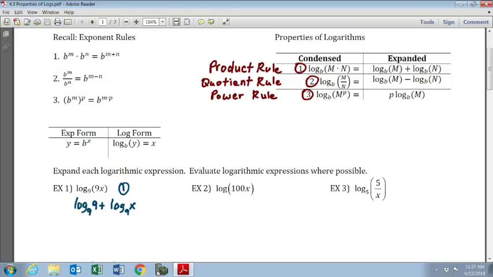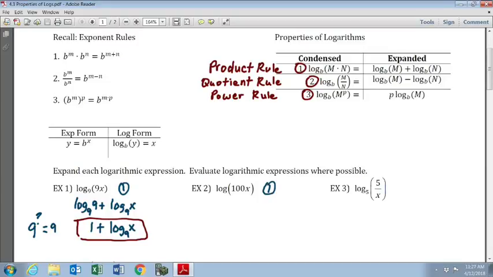Now if you look at this a little bit carefully, look at the log on the left. Remember, a logarithm represents an exponent, and in this case we can evaluate this one. It's the exponent you put on a base of 9 to get 9, and that would be 1. So we're going to get 1 plus log base 9 of x. Number 2 works similarly. If you want to try it, you can, and then you can watch the video.